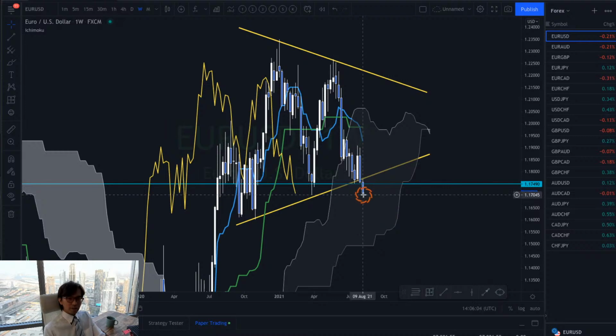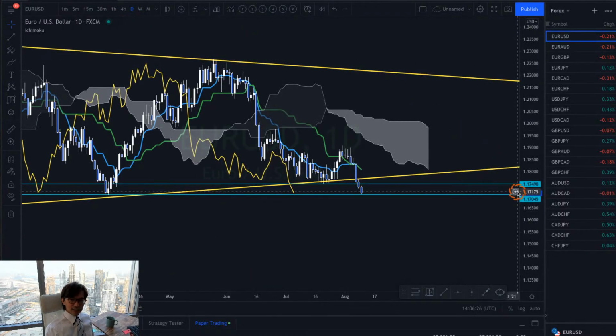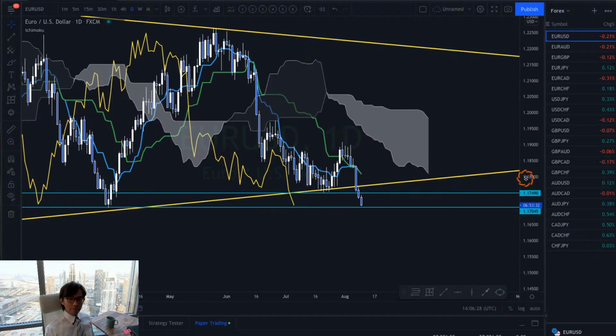However, there is a previous support level here at 1.1704 from the week of 29th of March. We'll see if the market can break the support level or not. With that in mind, I look at the lower time frame. I go down to the daily chart and see exactly what's happening.